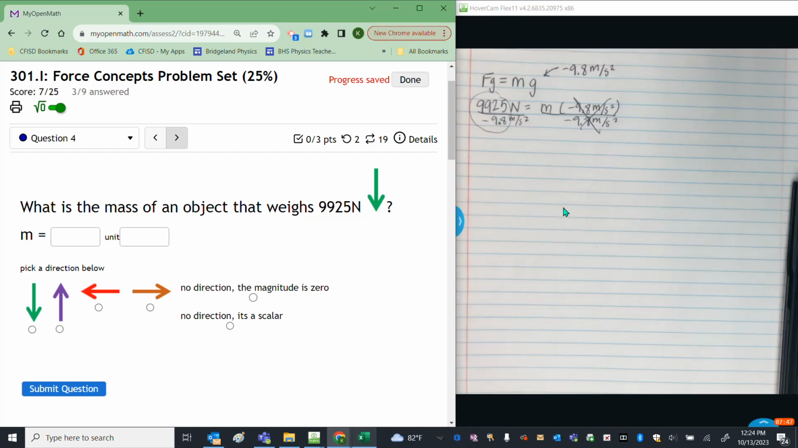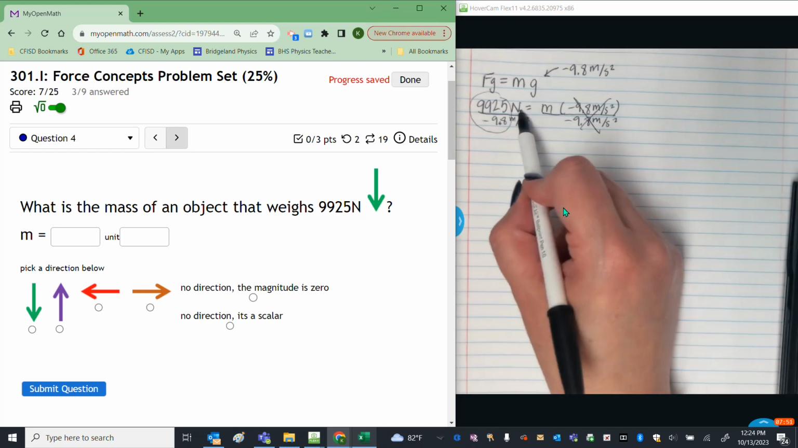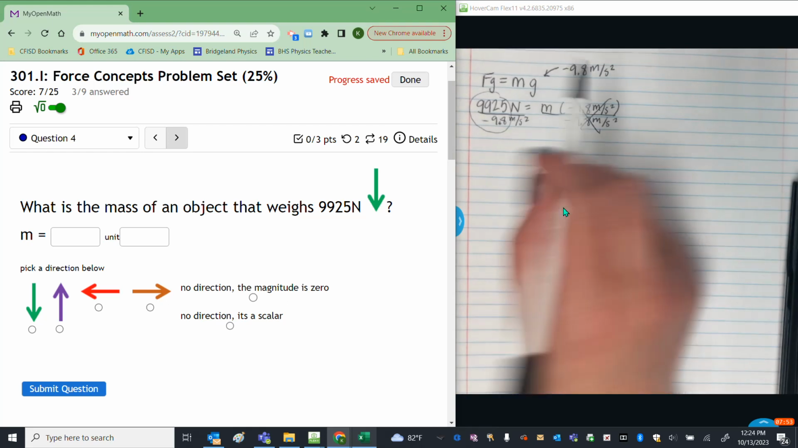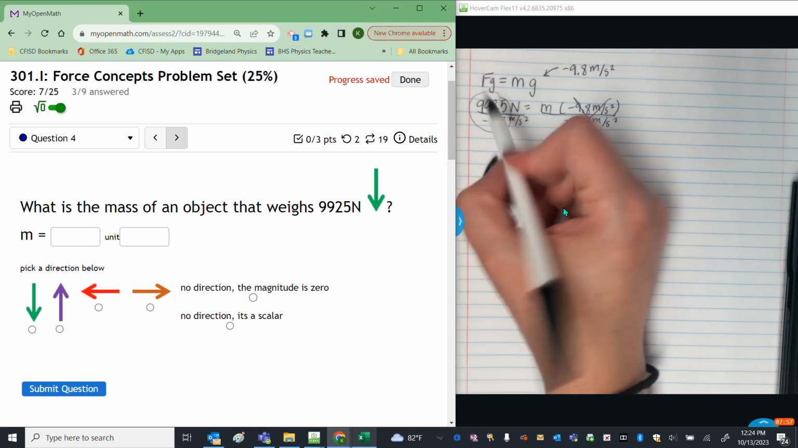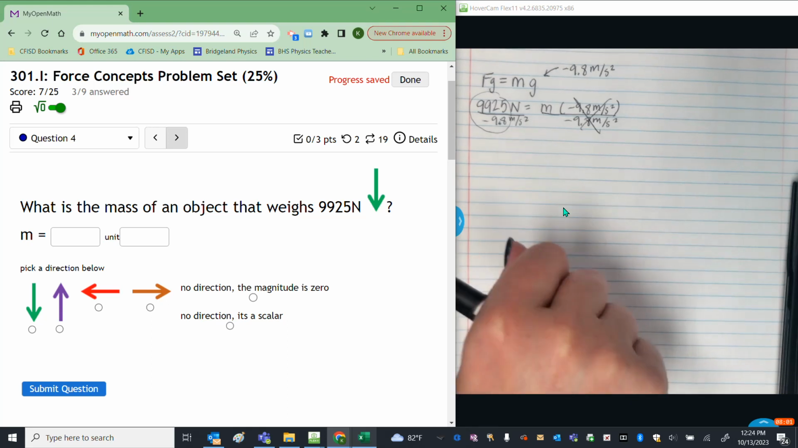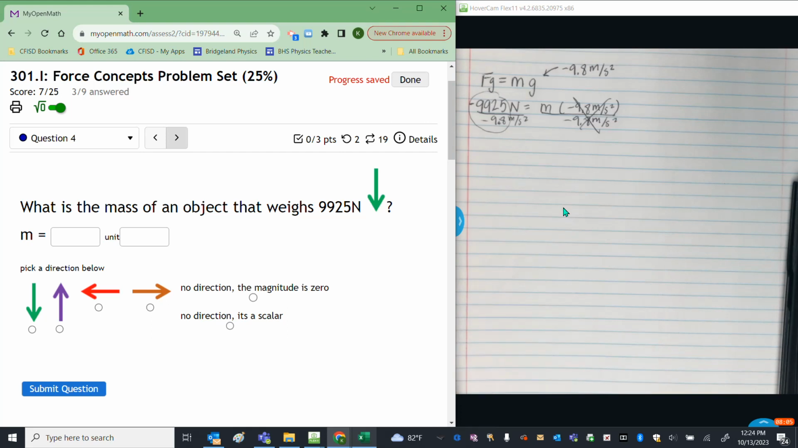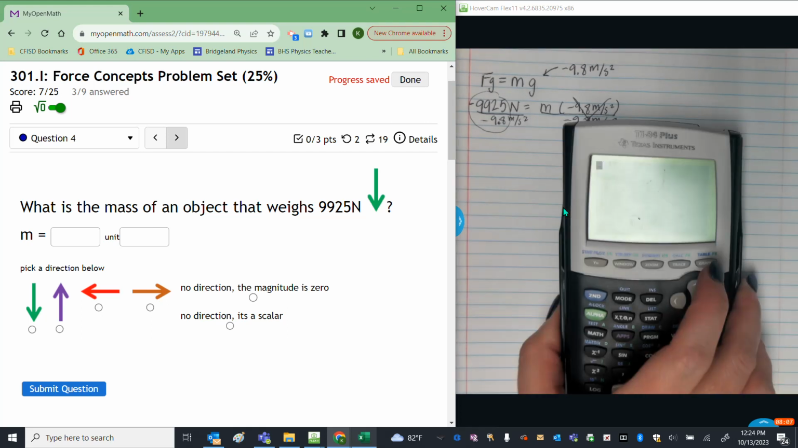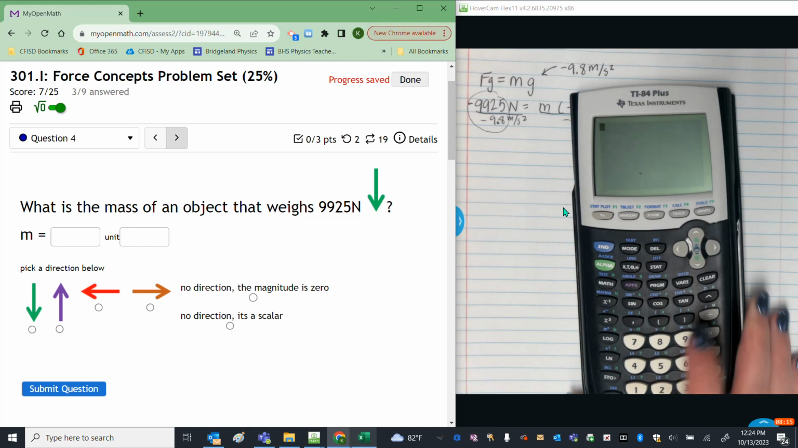I put the units over here so you could see how we get our units, but you can't see it if it's written as newtons. I'll talk about that in a second. First, let's go ahead and divide this. Oh, I forgot one thing. It is a downward force. It says so in the question, 9,925 newtons down. So I do want a negative sign here. Those will cancel, leaving me with a mass that is a positive number. And it's not actually that it's positive or negative mass, it's that mass doesn't have a direction at all. It is a scalar quantity.